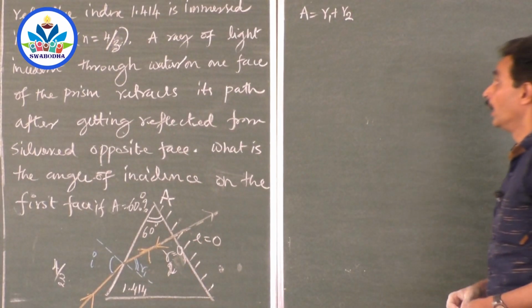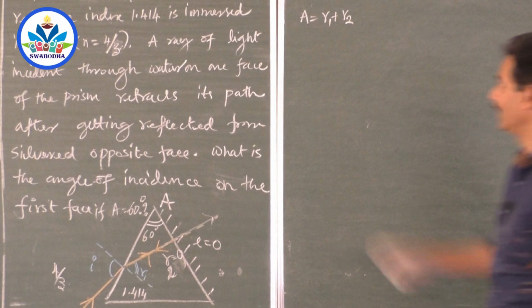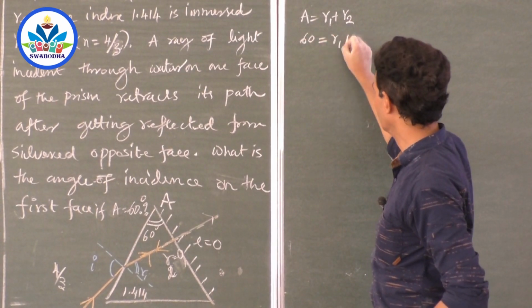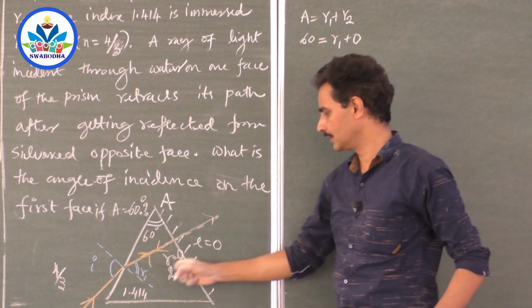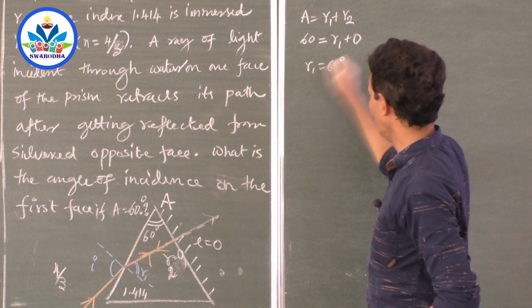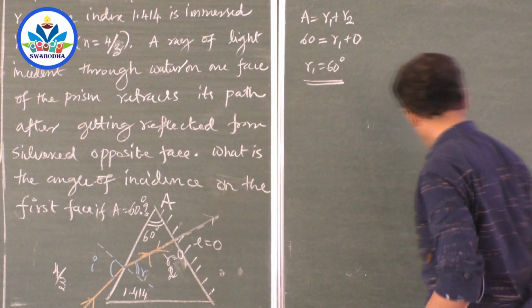A is equal to R1 plus R2. What is A? A is 60. Since R2 is 0, only R1 should take the responsibility of the full angle. R1 is 60. Now apply the general law, Snell's law.